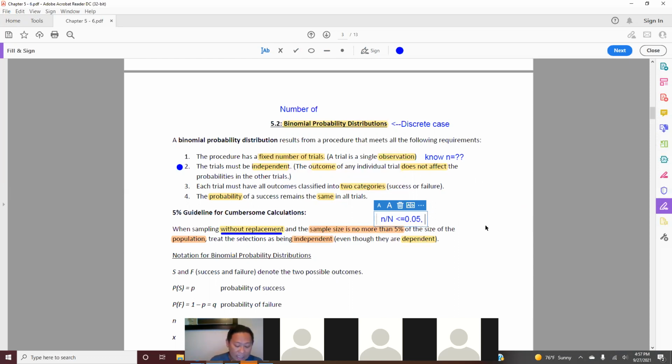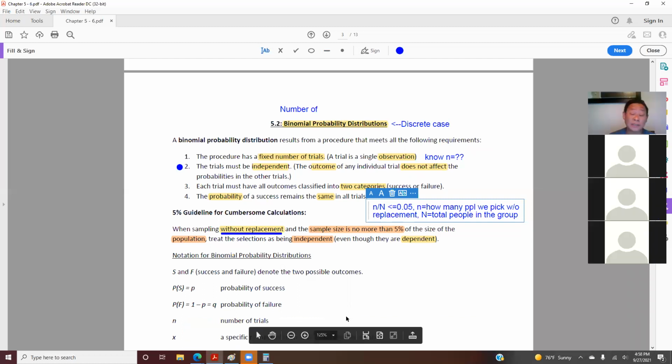So what is n in this case? n is how many people we pick without replacement. And capital N is out of how many people, so this is the total number of people in the group. We want to figure out if that number is less than or equal to, again, 5%. We always use 5% as our cutoff point here.